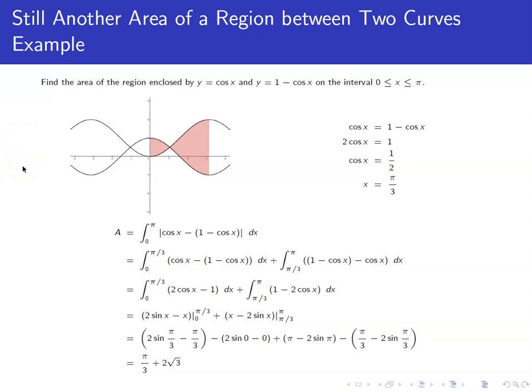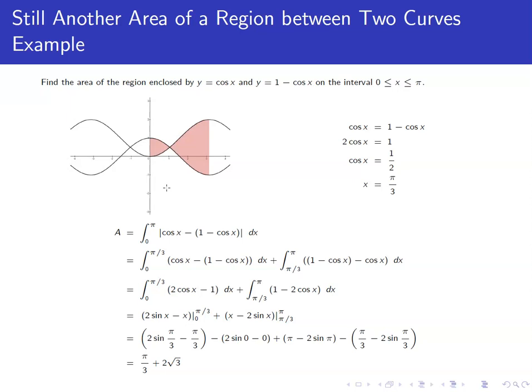We're doing the area between the curves y equals cosine x and y equals 1 minus cosine x from 0 to pi. So this curve will be our y equals cosine x curve. And this curve is our y equals 1 minus cosine x curve. Notice that on this first part of this interval, from 0 to a little bit bigger than 1, the cosine x curve is above the 1 minus cosine x curve.